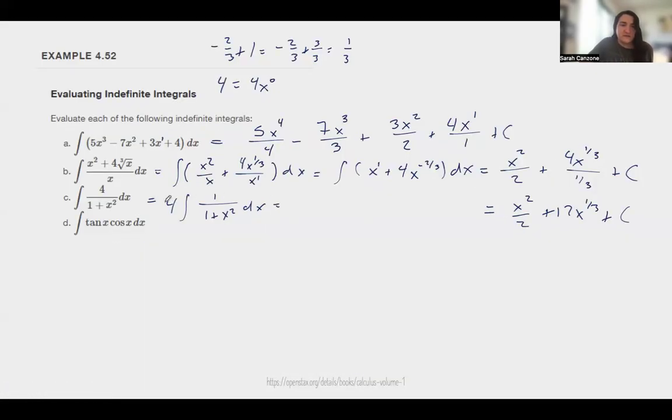So that means that this is equal to, keep the 4 out front, but this is arctan of x plus c, of course.